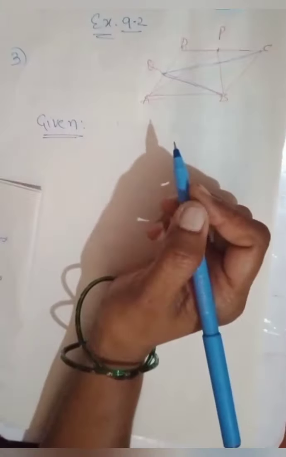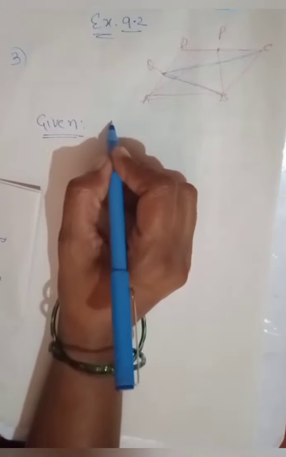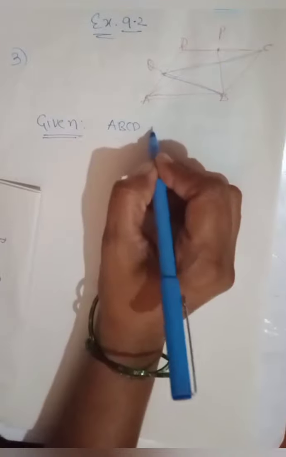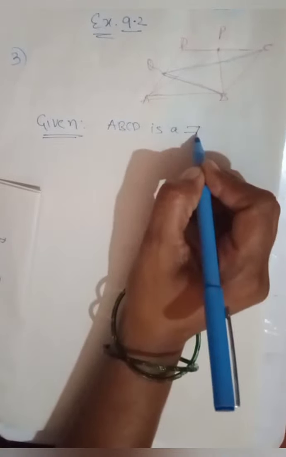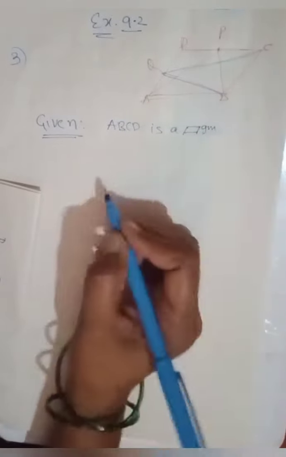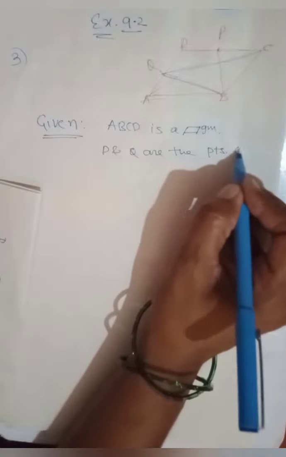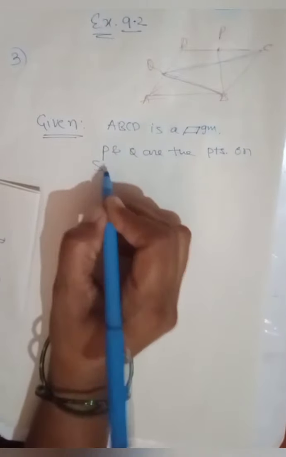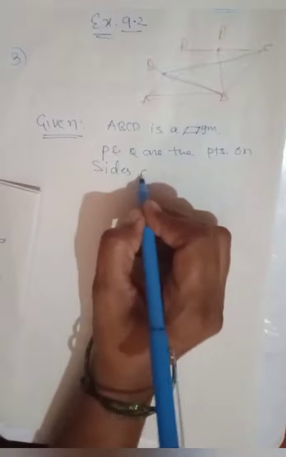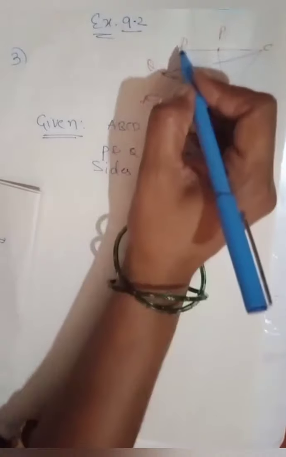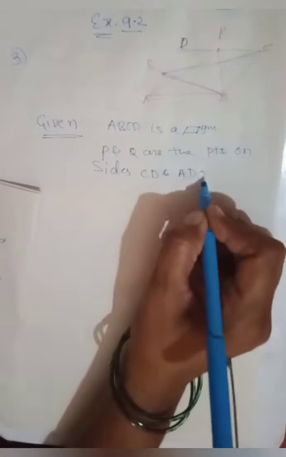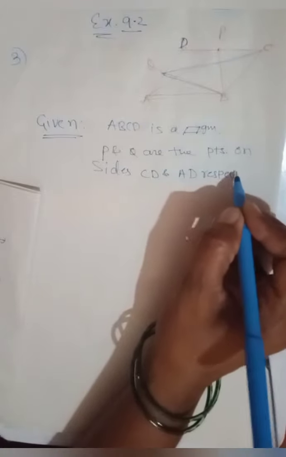First of all, we'll write the given things. What you are given: ABCD is a parallelogram, or you can say given parallelogram. Then P and Q are points on sides CD and AD respectively. You are going to write this word, respectively. This is what you are given.